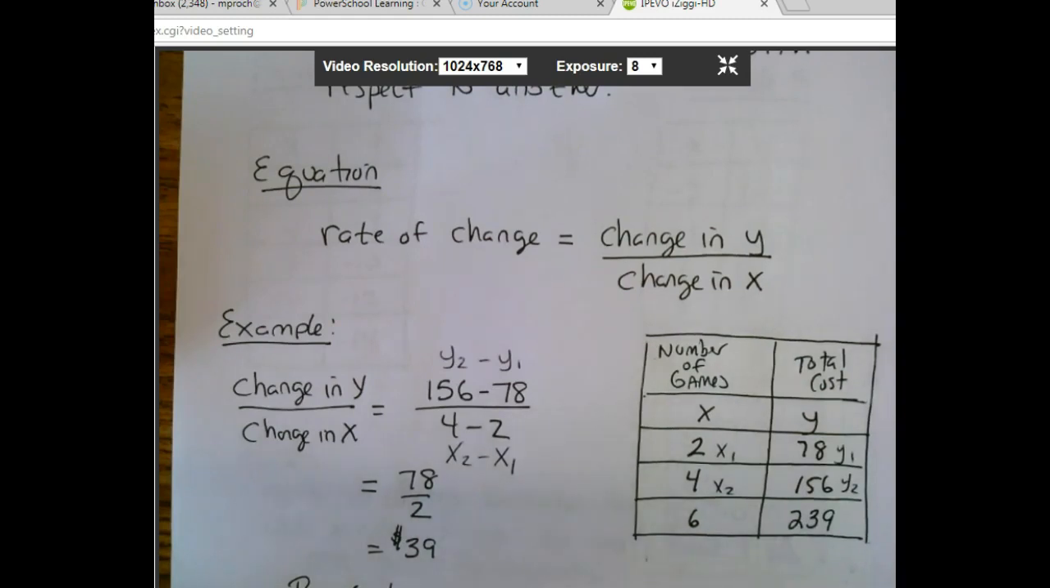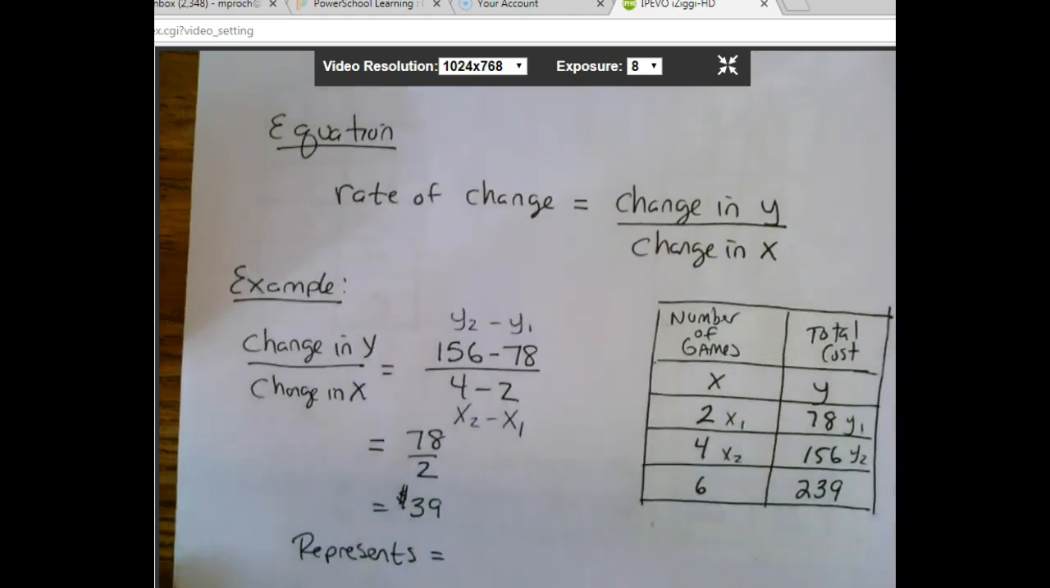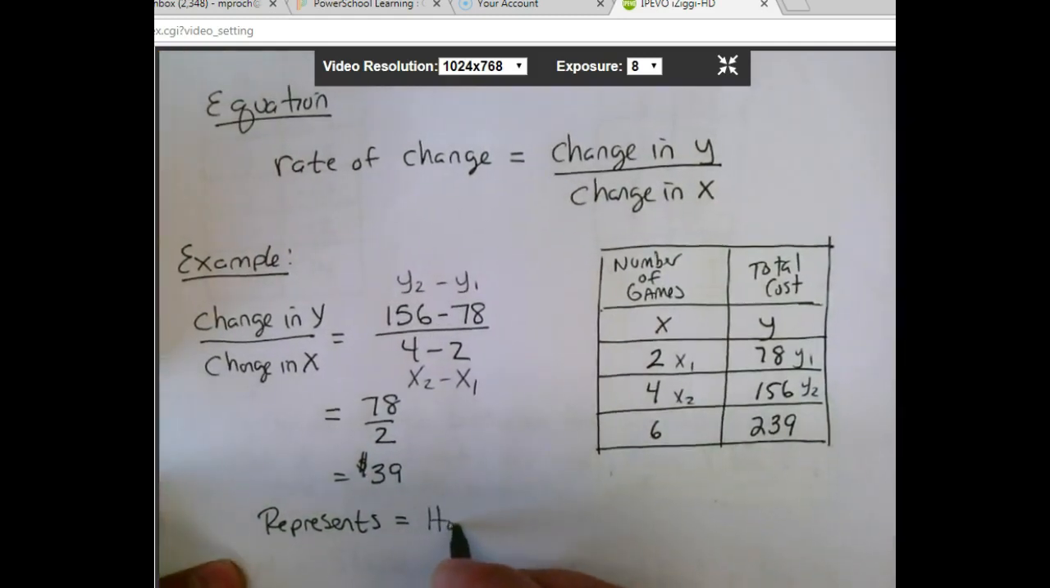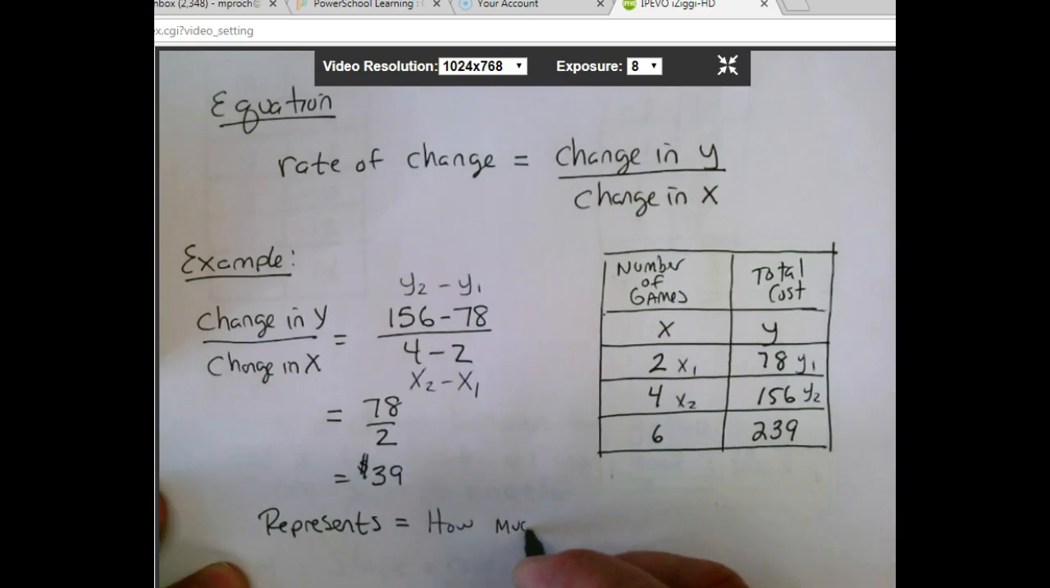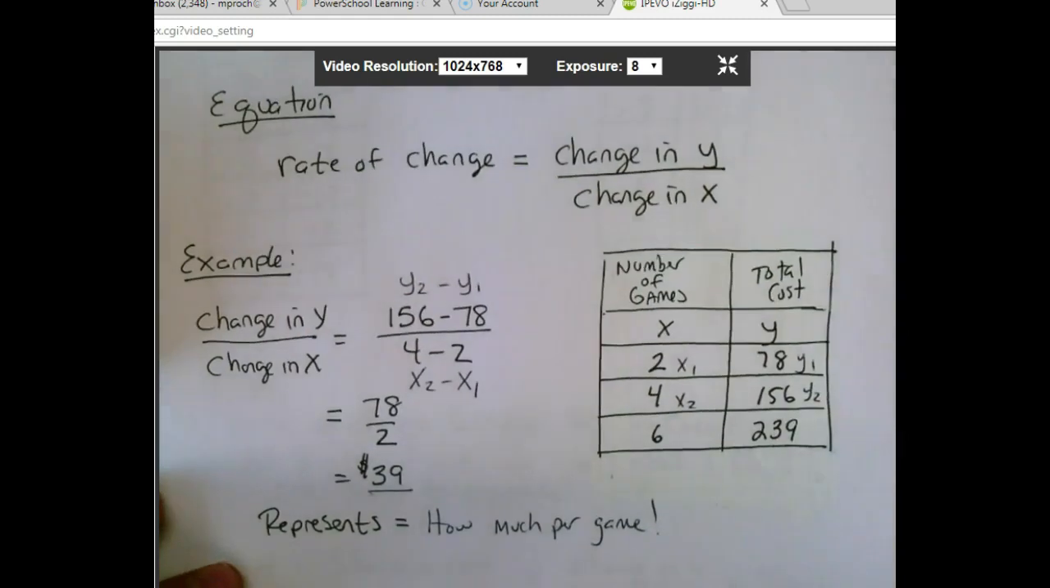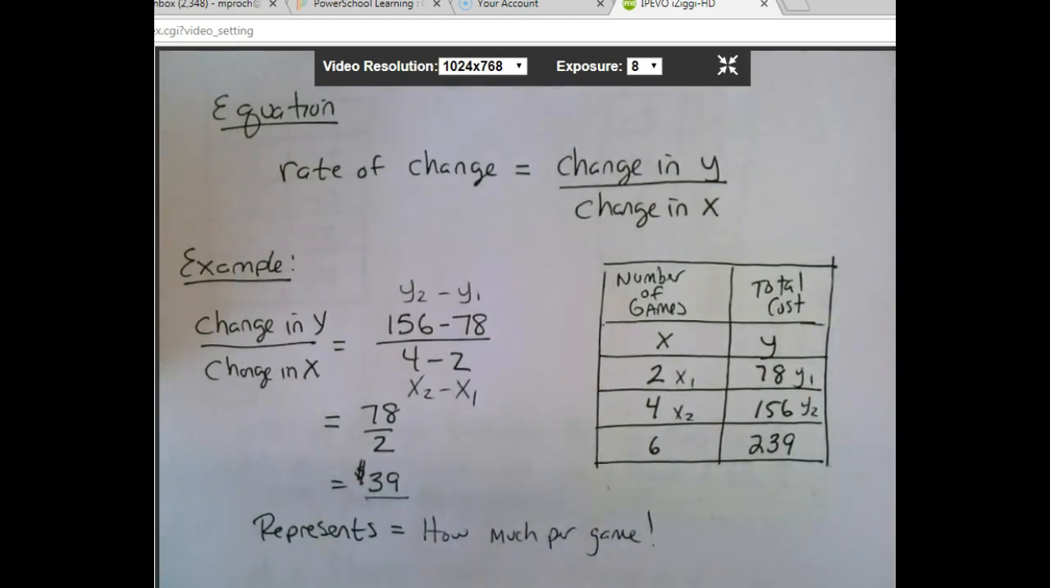Okay? And you say, well, what does that mean? So what does that really represent? Well, in the end, it represents how much per game. It's $39 per game. And then you might even check, we're not going to do that right now, but we could compare the next one. Does the rate of change continue? Does it go up or down as we buy more and more games? We're not going to check that, but we could and see if it's the same. We just go down one and do the math again.